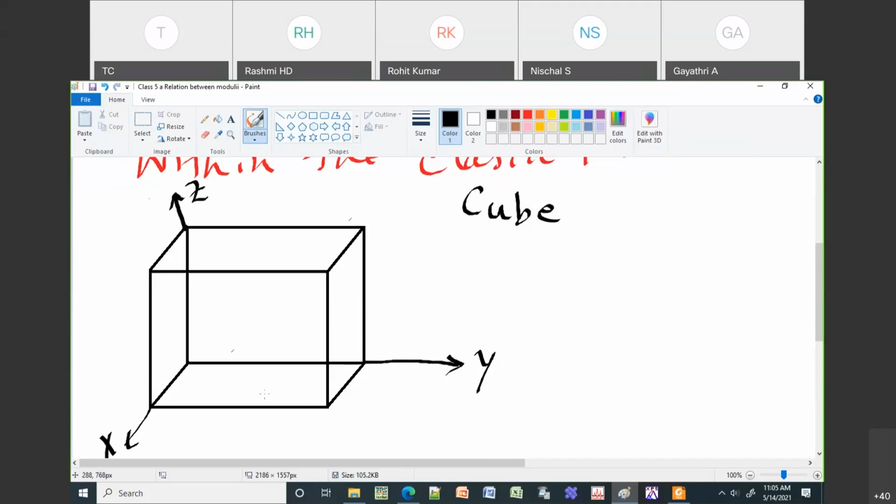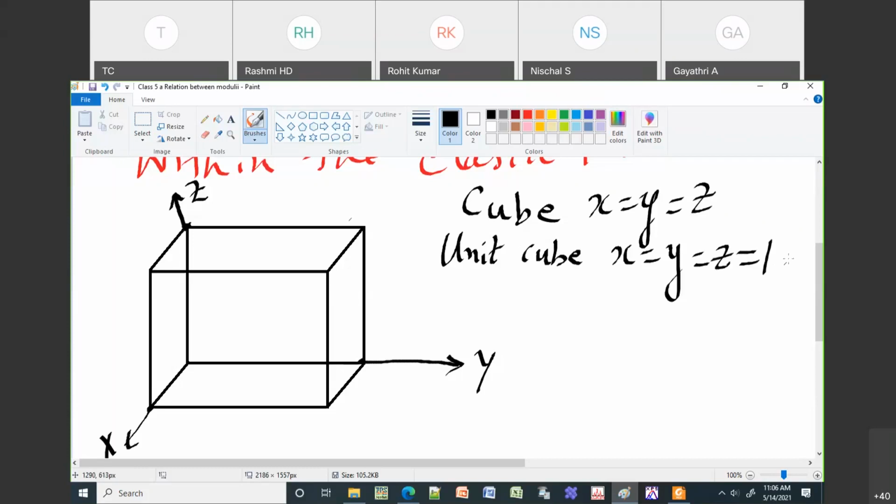So x, y, z. If I consider from here to here, the distance is x. From here to here the distance is y, and from here to here the distance is z. If it is a cube, then x equals y equals z. To be more specific, I'll call it a unit cube. So what is a unit cube? A unit cube means x equals y equals z equals 1. It may be 1 meter or something like that. Then it is said to be a unit cube.